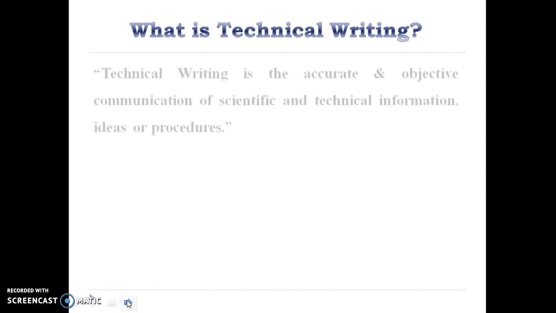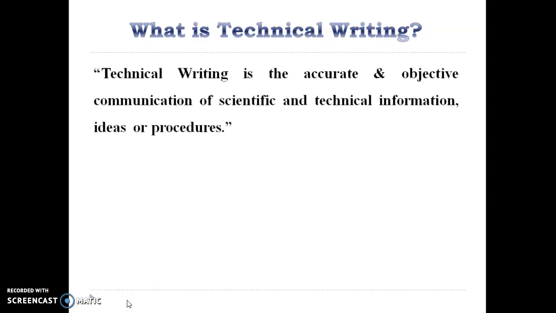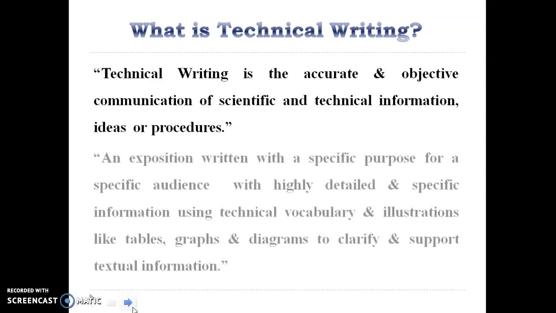A technical writing is the accurate and objective communication of scientific and technical information, ideas, or procedures. So, when you choose to share any scientific and technical information accurately and objectively, we call that piece of writing as technical writing. Let's understand technical writing in a more simple terms.